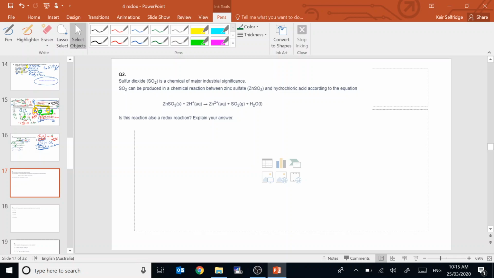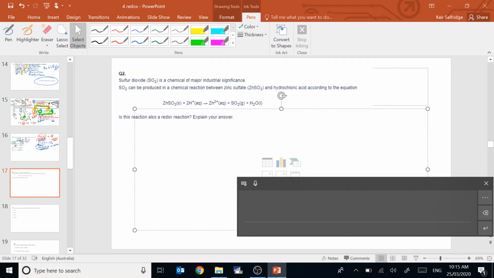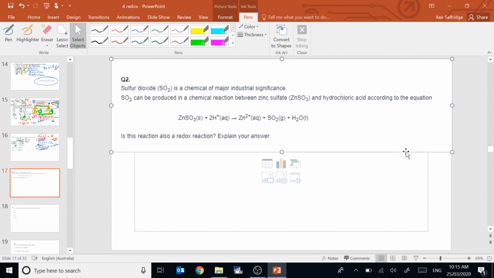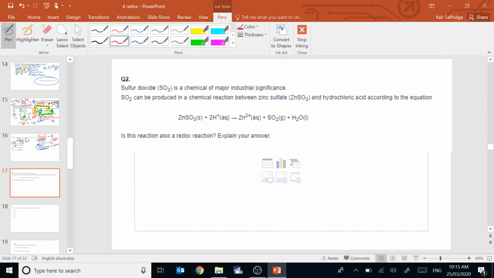The next one here, let's have a look. Another past exam paper question. Gives us an idea of what we've got. Let's see if we can make it a little bit bigger so we might be able to read it better. Sulfur dioxide is a chemical. Is this reaction a redox reaction? Explain your answer. Okay, let's go through all of our methods.